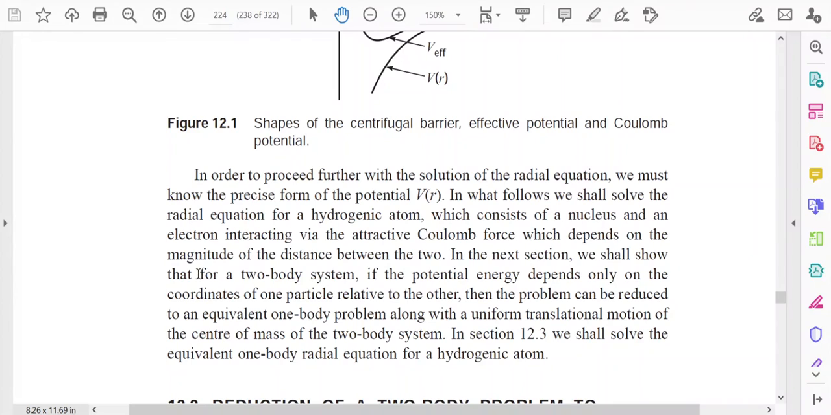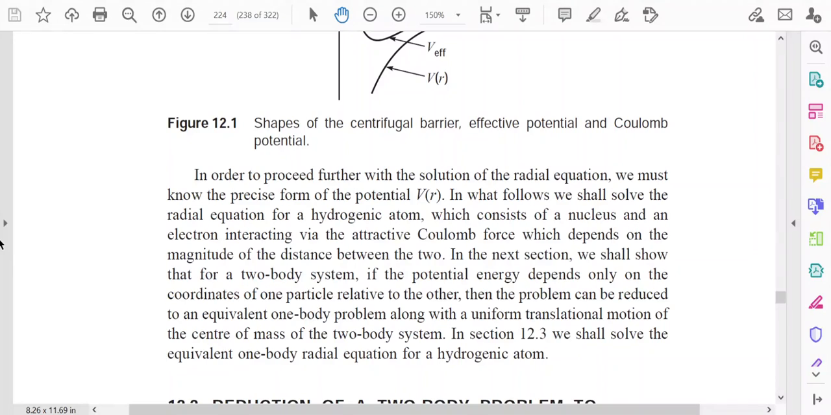depends on the magnitude of the distance between the two. So there will be a nucleus, and an electron will encircle the nucleus, and there will be some attraction, that is the attractive Coulomb force, and the Coulomb force depends on the distance between the electron and the nucleus. And now what will we study? We will study a two-body system. Why two-body? Because you see there is an electron and a nucleus.